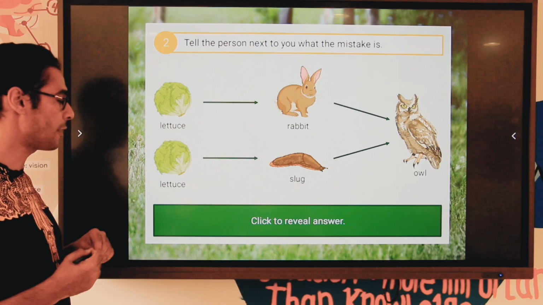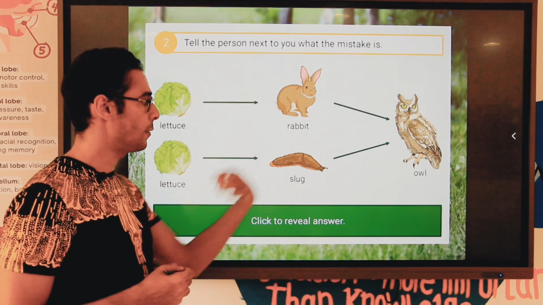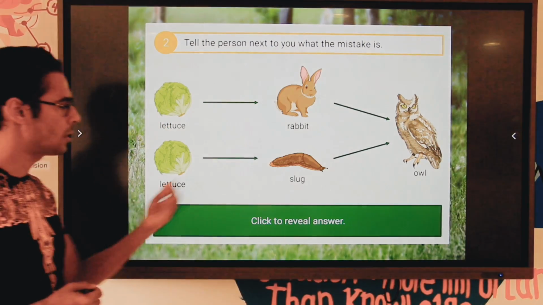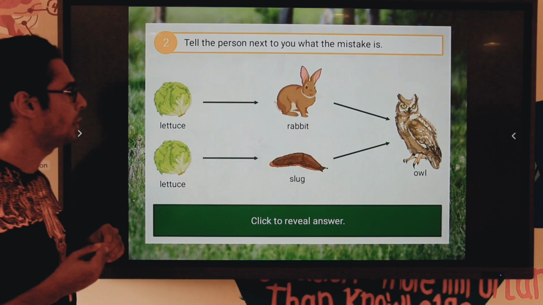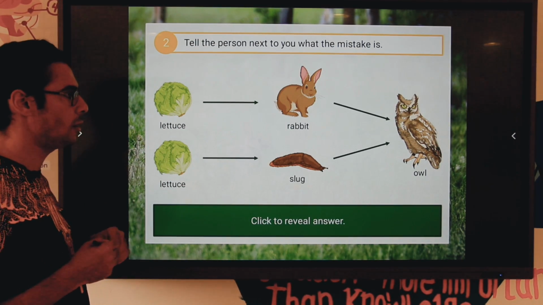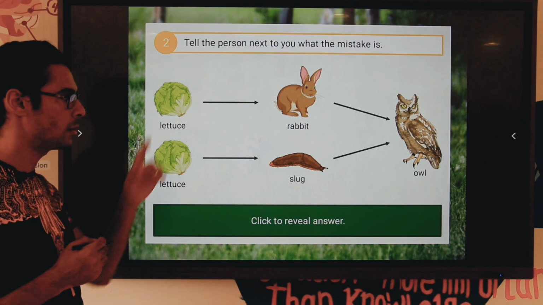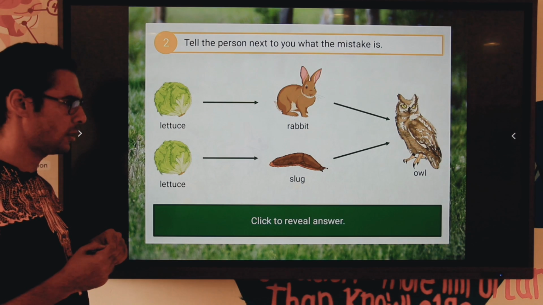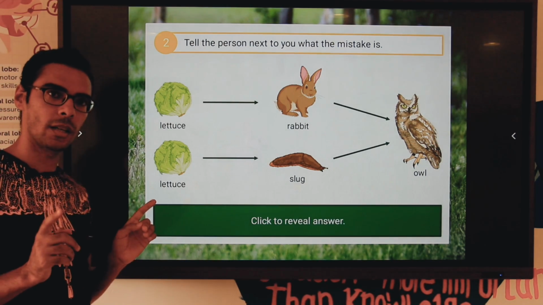I have here Laris as a representation of the producer, rabbit, finally owl. Then Laris again, slug, and finally owl. Maybe the problem is in the arrows. No, I guess the arrows are pointing in the correct direction. The flow from the Laris to rabbit, from the rabbit to owl, from the Laris to slug, from the slug to owl. Okay, I guess I catch what's wrong here.